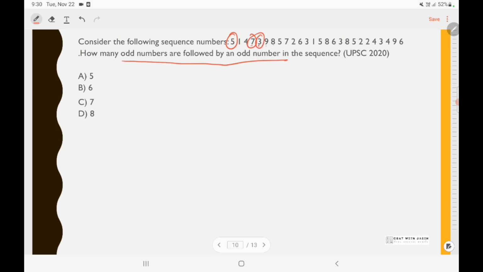If you take 9, it is not followed by an odd number, 8 is coming. If you take 5, it is followed by an odd number 7. So that is true. Then if you take 3, it is followed by 1. So this is a possibility. If you take 1, it is followed by 5. So this is a possibility. And if you take 3, it is followed by 8. So it's not a possibility. 5 is also followed by an even number. So this is not a possibility. And this 3 is followed by 4. Again, it's not a possibility. This 9 is followed by 6. It's not a possibility. So how many possibilities are there? 1, 2, 3, 4, 5, 6 possibilities. Then option B is the correct answer.